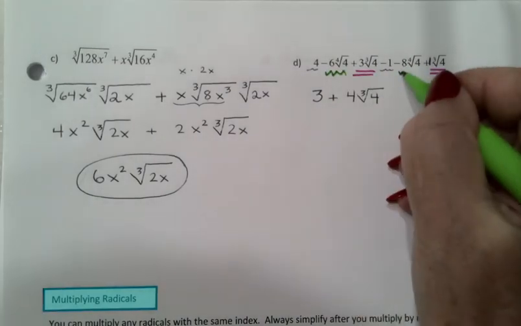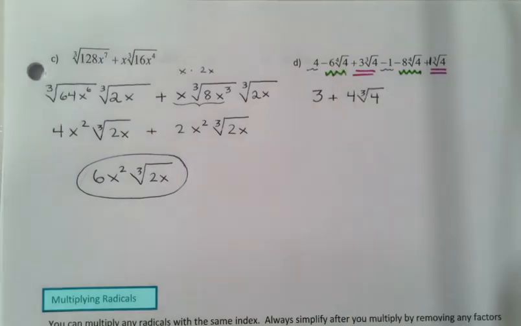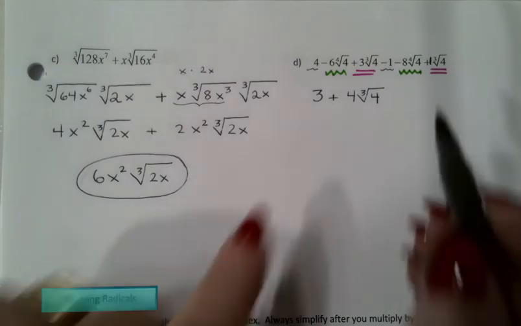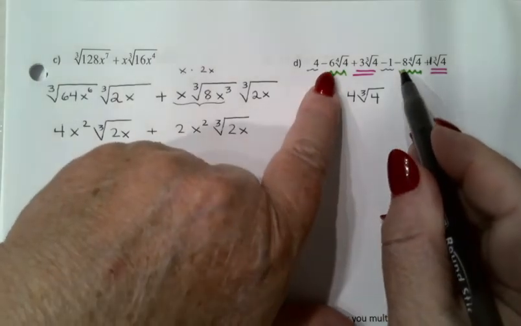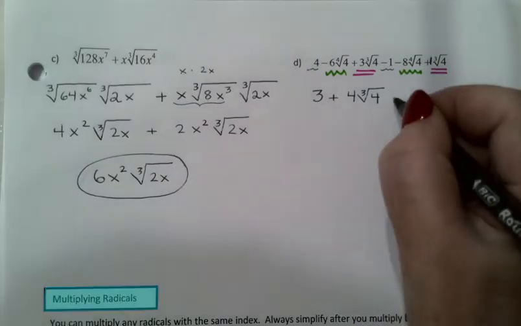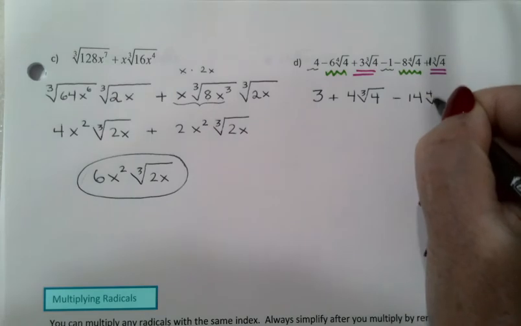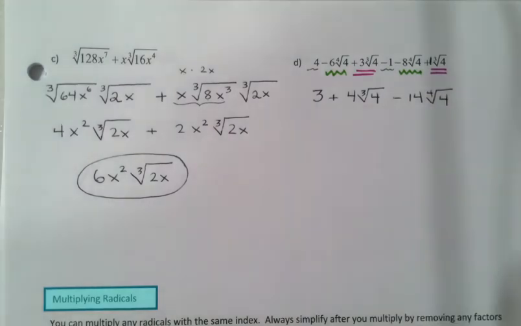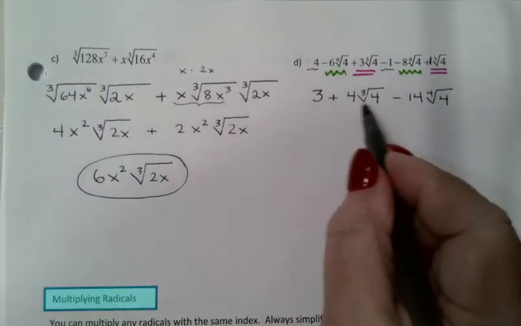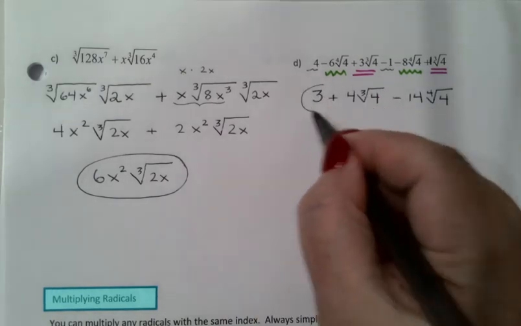These guys are also like terms or like radicals because they both have the same index of 4. So once again, I'm going to combine those. I combine my coefficients, negative 6 and negative 8 would be negative 14 times the 4th root of 4. None of these are like terms anymore. These have different index. So that's as good as it gets.